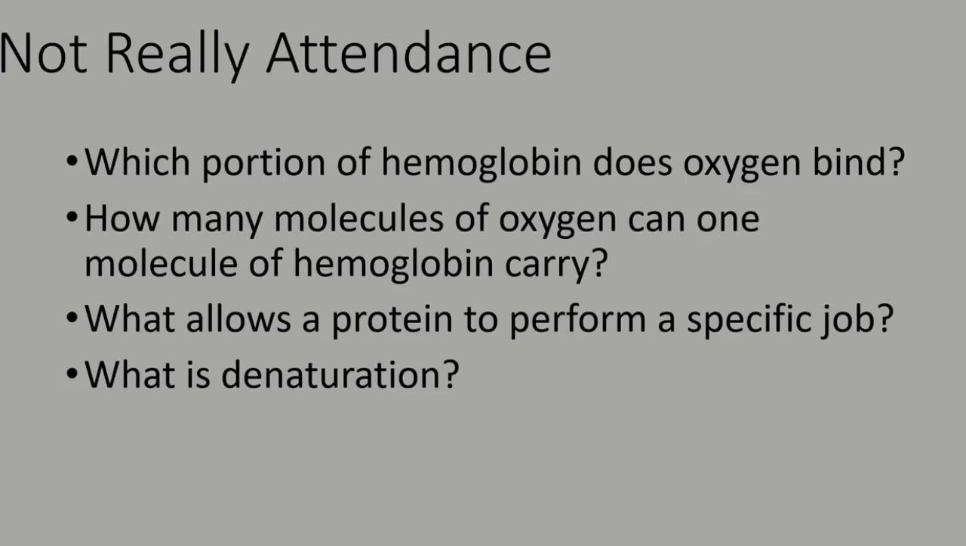How many molecules of oxygen can one molecule of hemoglobin carry? Well, there were 4 heme groups per hemoglobin, and each one could bind 1 oxygen molecule. So 1 hemoglobin molecule can carry 4 oxygens. And that's oxygen molecule, which is O2. That's the oxygen that we breathe.